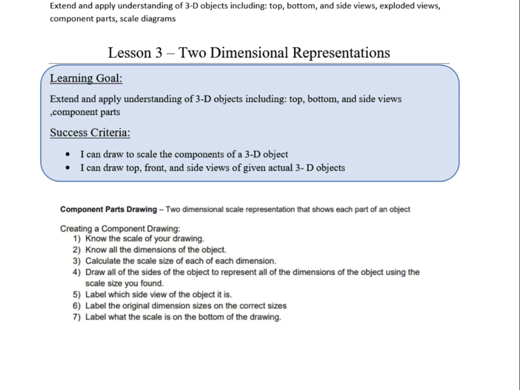You're going to label the views of the object with what side it is, and then you're going to label the original dimensions on the correct side length. So when we're drawing them, we're using the scale size on our ruler. When we are labeling them, we're labeling them with the original we were given. So label what the scale is at the bottom of your drawing as well. So let's get into this.